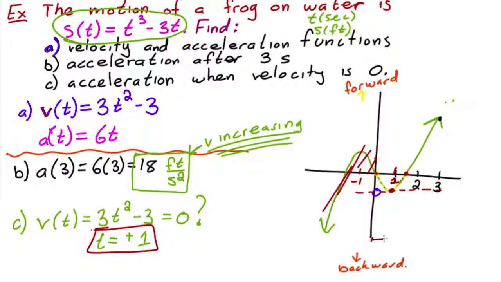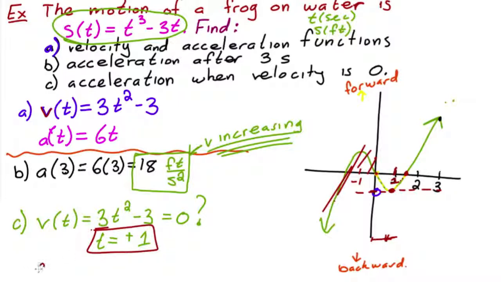So here he's going backwards, and he starts going back towards the original spot. So this is where he starts going backwards, so he's still located behind where he started, but here he's made it back into his original spot. Okay, so the acceleration when the velocity is 0, we can find that.